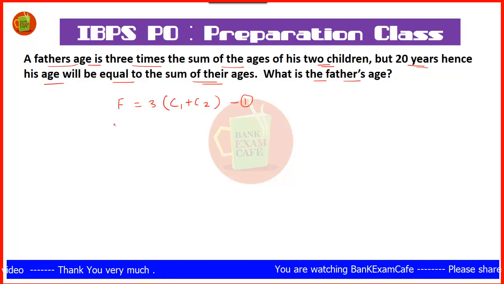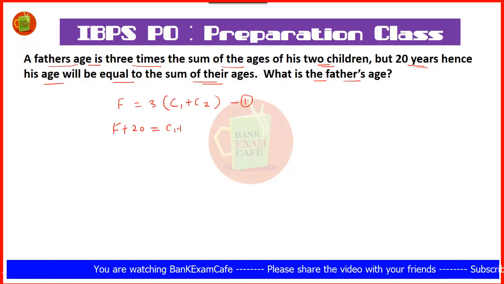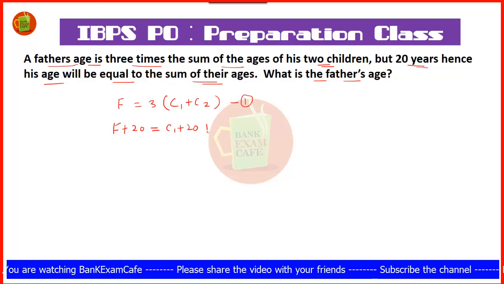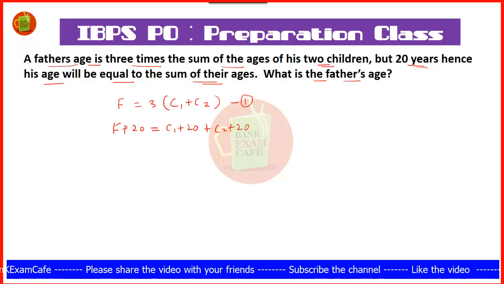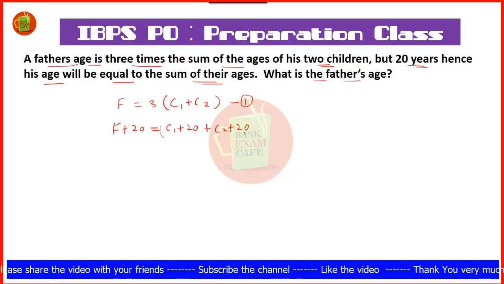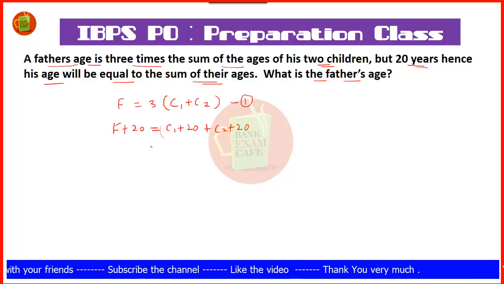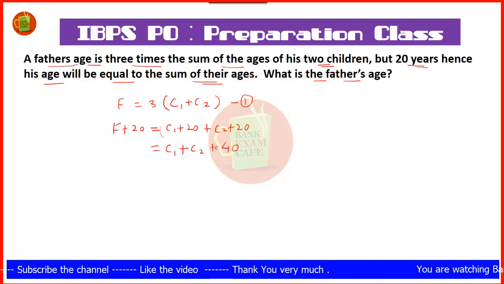So here after 20 years the father's age will be F plus 20, the son's age will be C1 plus 20, another son's age will be C2 plus 20, and after 20 years the father's age will be the sum of the ages of his children, and therefore this will be C1 plus C2 plus 40.